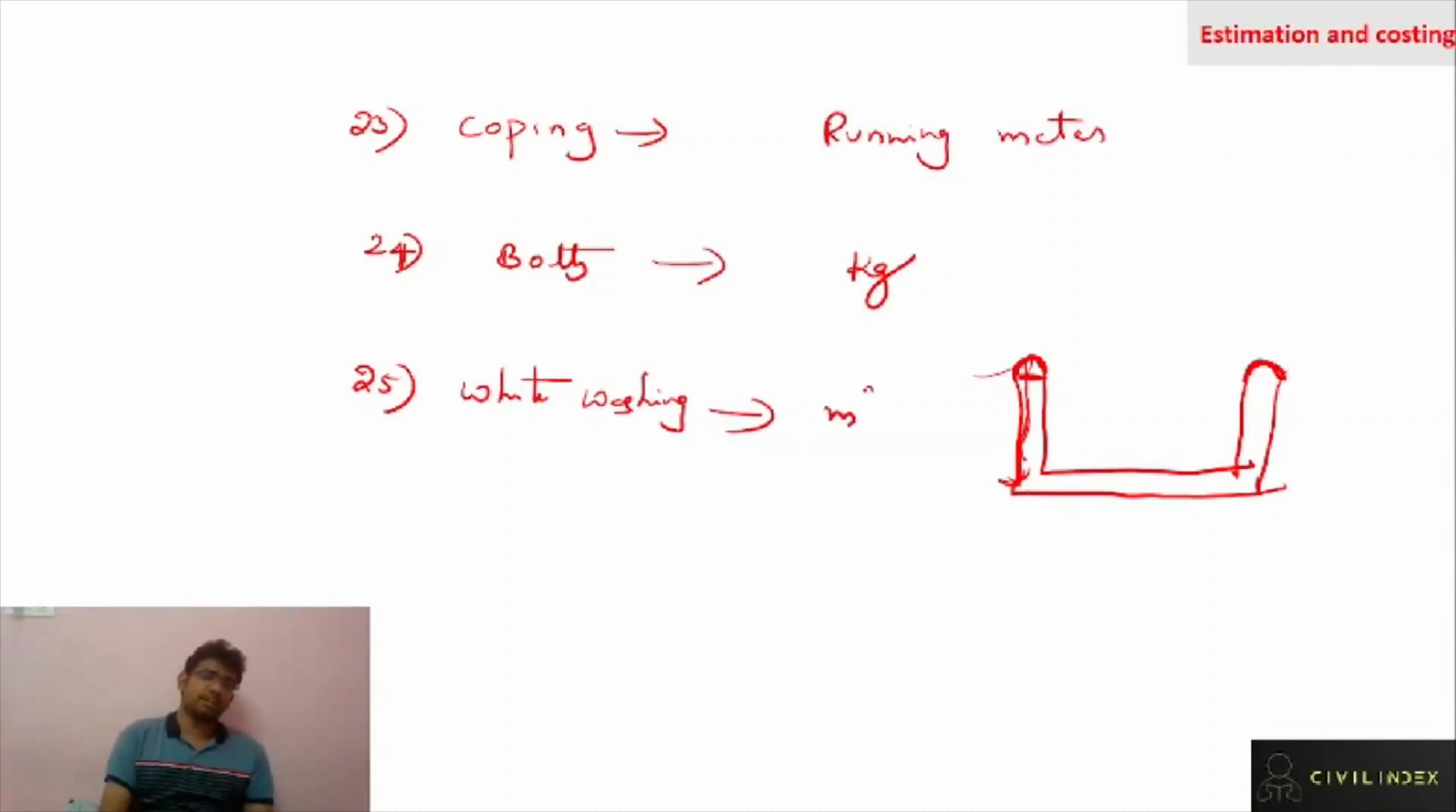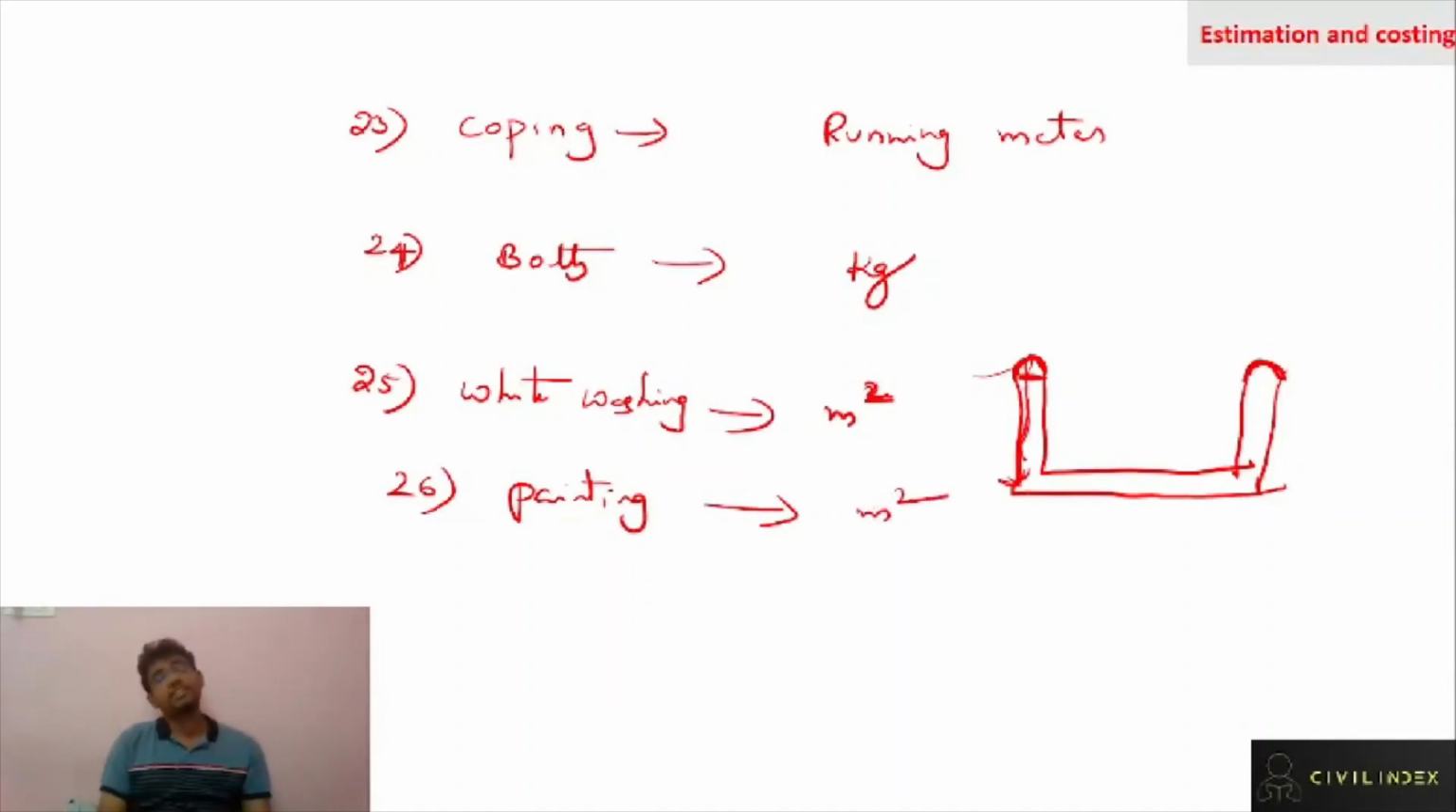Whitewashing, what are the units of measurement? Meter square. And similarly for painting also. For painting also, what is the unit of measurement? That is the meter square only. Meter square only. Okay.